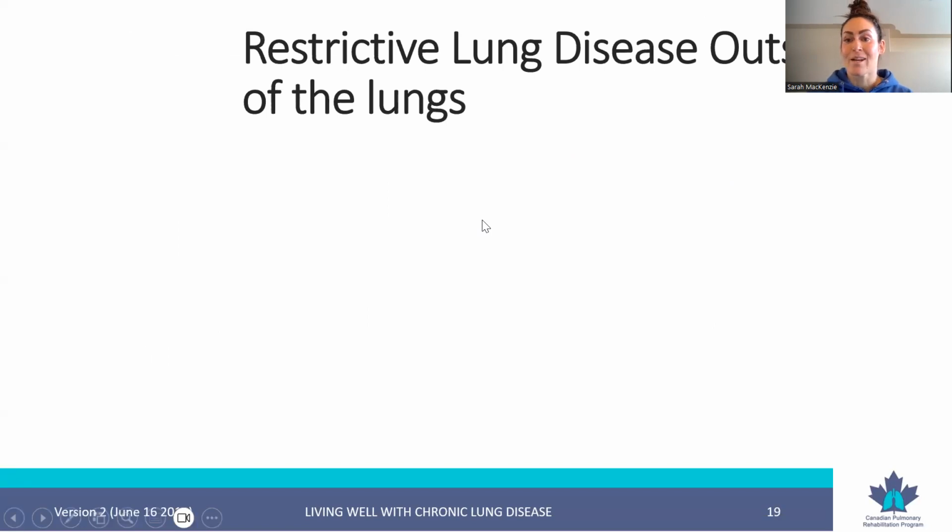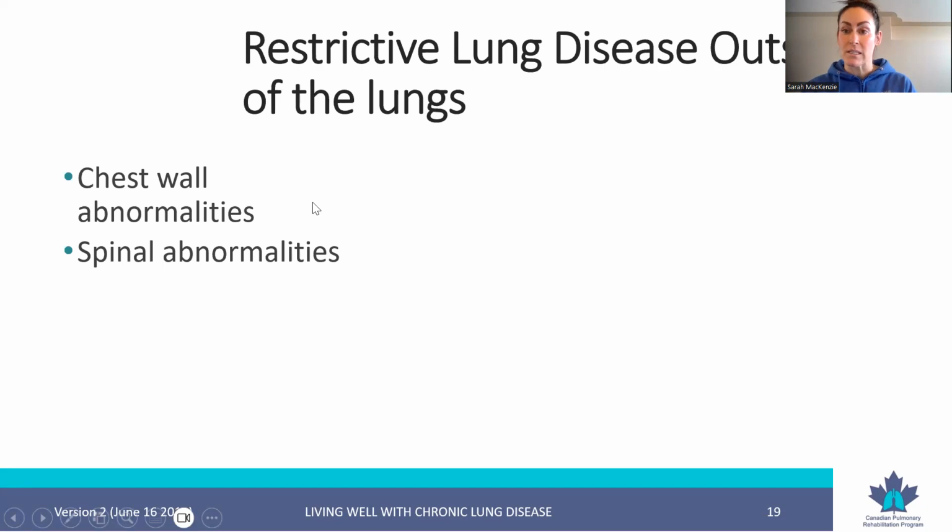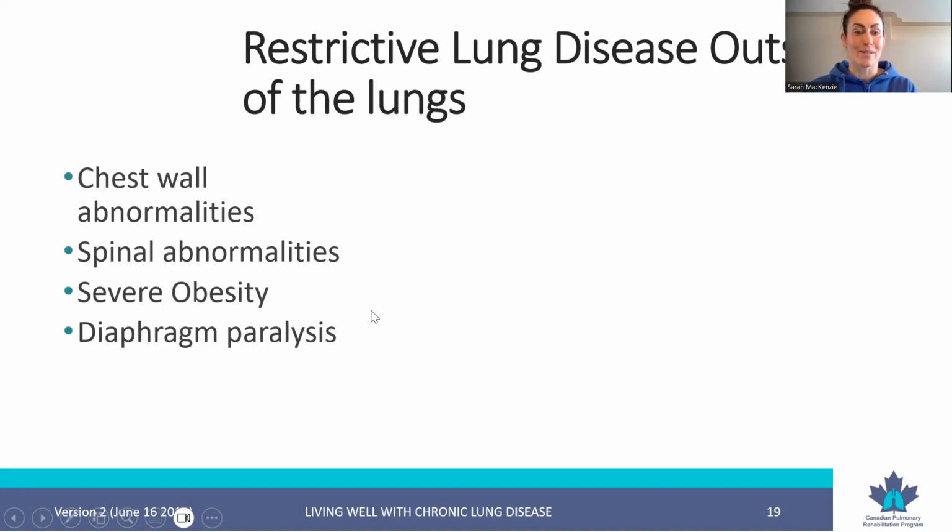So let's talk about extrapulmonary restrictive lung disease, or outside the lungs. So chest wall abnormalities, the two most common ones that I see are pectus excavatum, when your sternum protrudes in, and pectus carinatum, when your sternum points out. So again, these affect the lungs' ability to expand, which is why they're included in the restrictive lung diseases. Spinal abnormalities, we'll see pictures of kyphosis and scoliosis here in just a second. Severe obesity we talked about. Diaphragm paralysis we talked about.